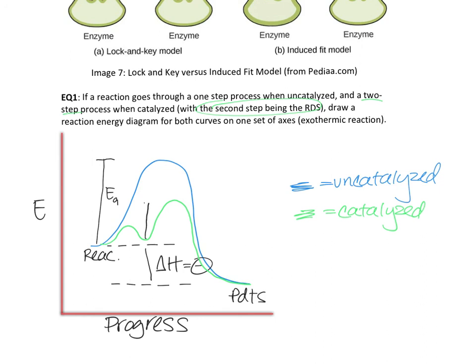So I'm just going to label this EA2. This is EA1. And this is my RDS. All of these are transition states at the top of each hill. And notice the transition states for the catalyzed reaction are lower in energy than the transition state for the uncatalyzed reaction.